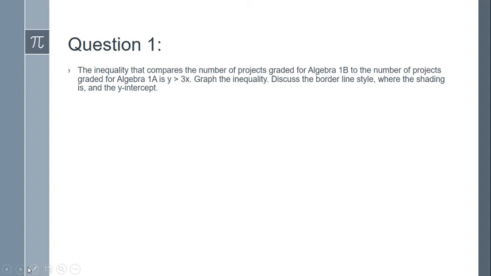All right, so the inequality that compares the number of projects graded in Algebra 1b to the number of projects graded for Algebra 1a is y is greater than 3x. Graph the inequality. Make sure to discuss the borderline style, where the shading is, and the y-intercept. So this lesson is obviously about graphing inequalities. And graphing an inequality is exactly the same as graphing an equation of a line, with two differences.